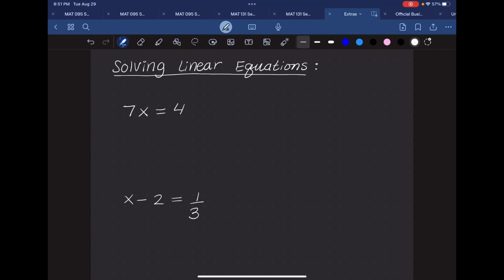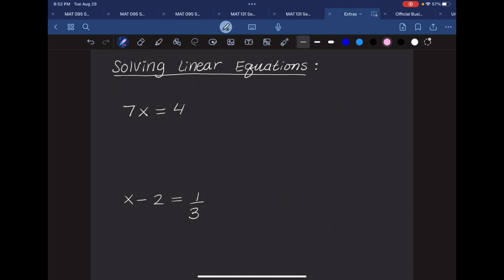Okay, so in this video, we're going to talk about solving linear equations. We're going to start with more basic linear equations, and then with each problem, it's going to get a little bit more difficult. For this first one, we have 7 times x is equal to 4. And I purposely gave one that you might not be able to do in your head right away.